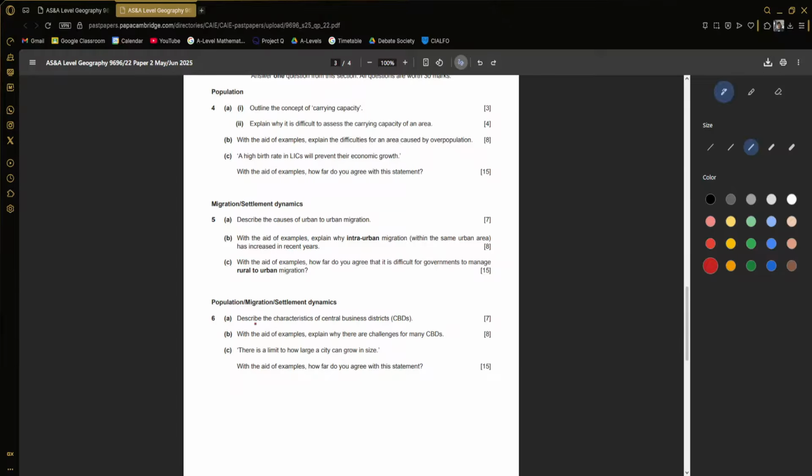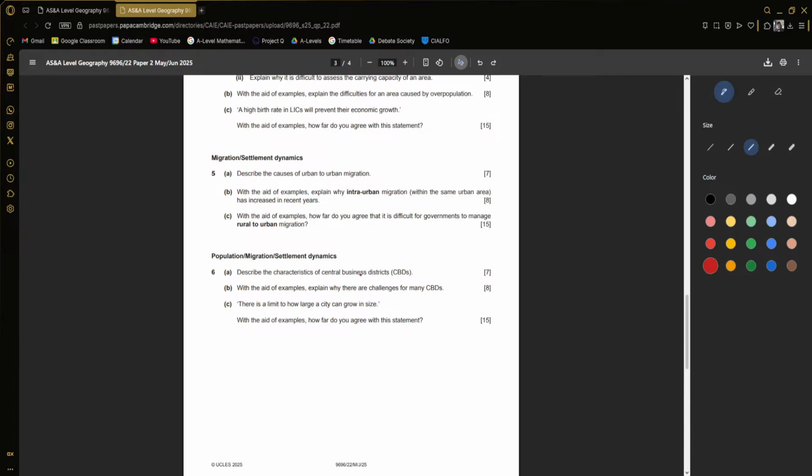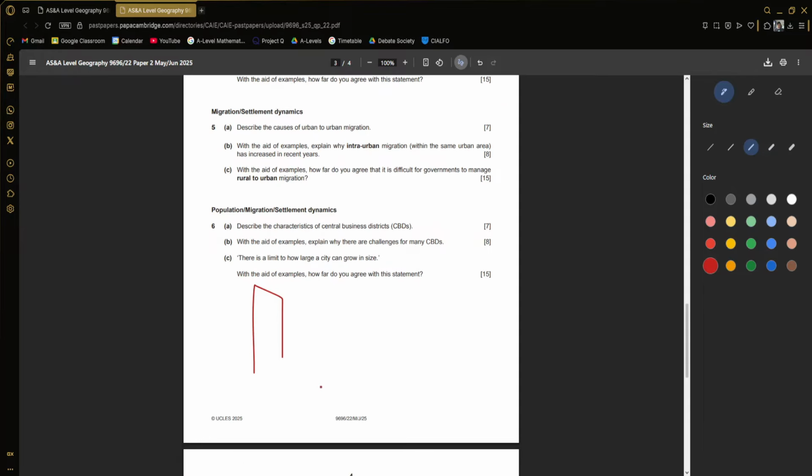So for 6A, describe the characteristics of a central business district, CBDs. And it's a describe question, so you don't really have to explain. So you can just talk about things like how there are tall buildings, there is generally not a lot of residential compared to a lot of offices and shops and services. There are large transport hubs and transport links to the areas. There's a lot of subways, like public transport is developed. There's a lot of road networks. There's a lot of entertainment as well. There's high land value. There's so much you can talk about.